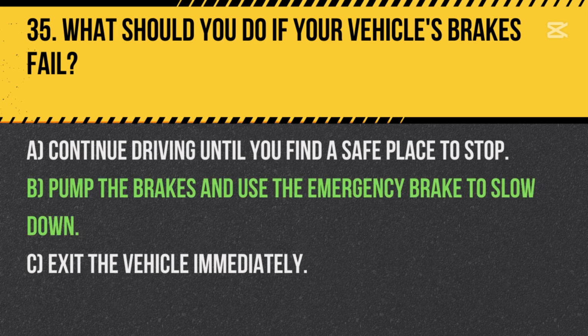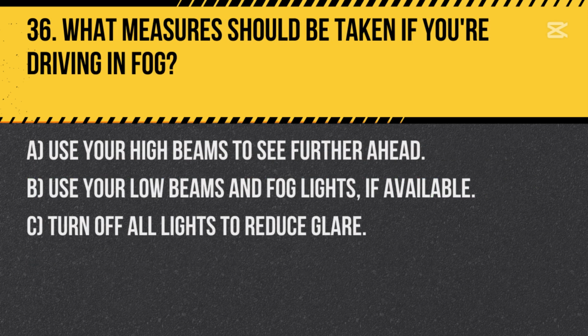Answer: B. Pump the brakes and use the emergency brake to slow down. This can help bring the vehicle to a stop when the main brake system fails. Question 36. What measures should be taken if you're driving in fog? A. Use your high beams to see further ahead. B. Use your low beams and fog lights, if available. C. Turn off all lights to reduce glare.